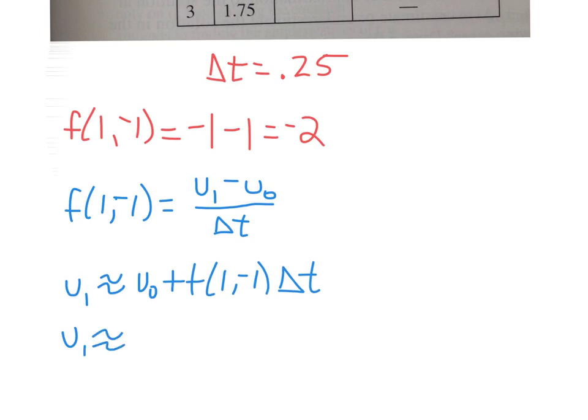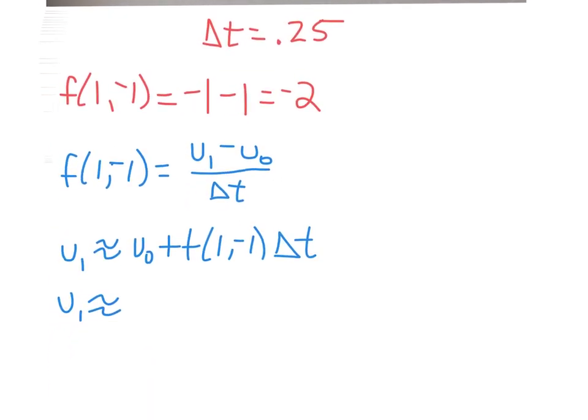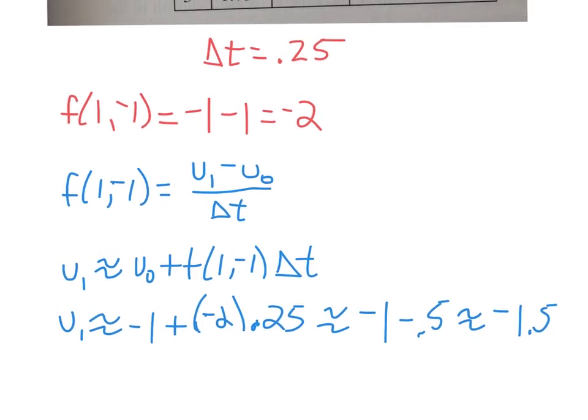So let's go back up. Our first one was -1. Now we're going to add the slope, which was -2, times our time step. That's going to be -1 minus 0.5. And so that is -1.5. Now we found the approximation here on the second step.